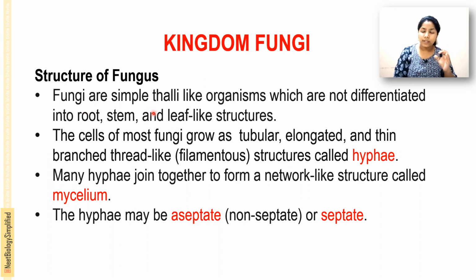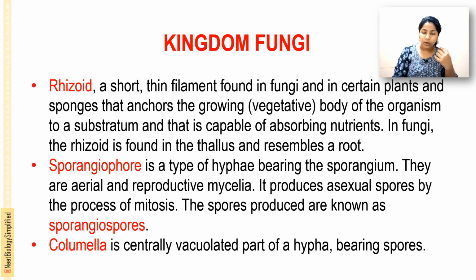To recap the fungus structure: they are thallus-like organisms not differentiated into root, stem or leaf-like structures. The cells of most fungi grow as elongated, tubular, thin, branched thread-like or filamentous structures called hyphae. The network of hyphae is called a mycelium, and the hyphae may be septate or aseptate.